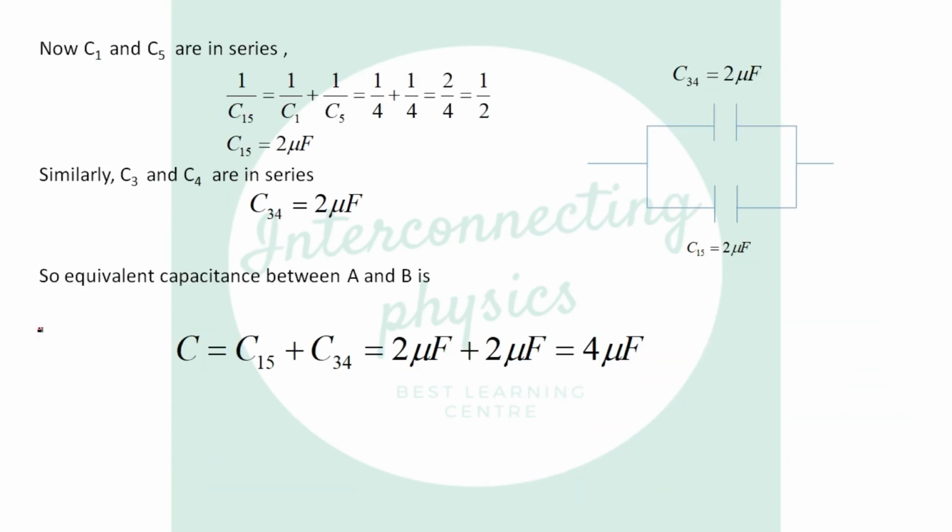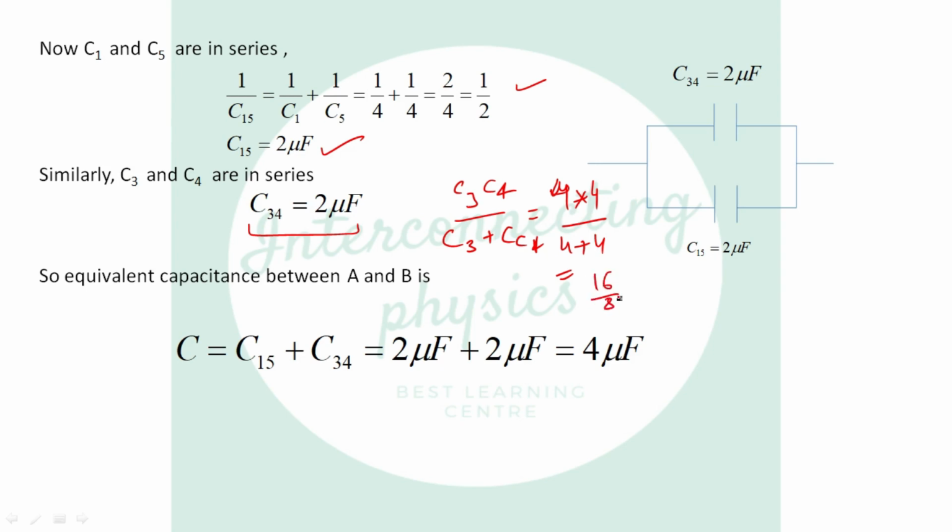Okay, so let us use this: 1 over C15 equals 1 over C1 plus 1 over C5. C1 is 4 microfarad, C5 is 4 microfarad, so LCM is 4. So 2 by 4, it is 1 by 2, and if 1 over C15 is 1 by 2, then C15 is 2 microfarad. And again this is C3 into C4 over C3 plus C4, which is 4 microfarad into 4 microfarad divided by 4 plus 4, which is 16 divided by 8, and the answer is 2 microfarad. Means C34 is 2 microfarad, C15 is 2 microfarad. So the equivalent diagram is 2 microfarad, 2 microfarad.